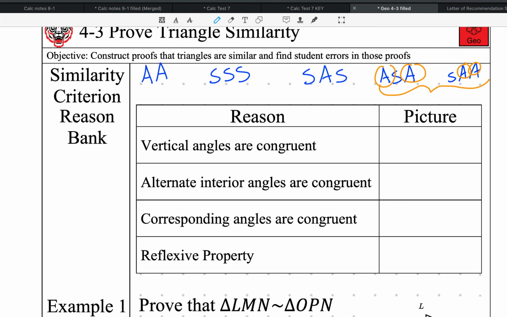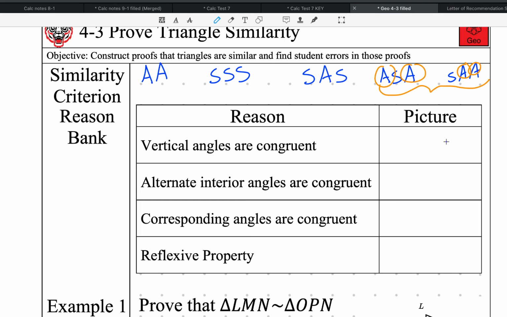Vertical angles are congruent. What picture would you draw? Can you do it with your arms? Question: what do you mean by vertical angle? That's a good question. If you don't know what vertical angles are, this is where the picture is going to help you. If I was doing it with my arms, I'd be like, boom.